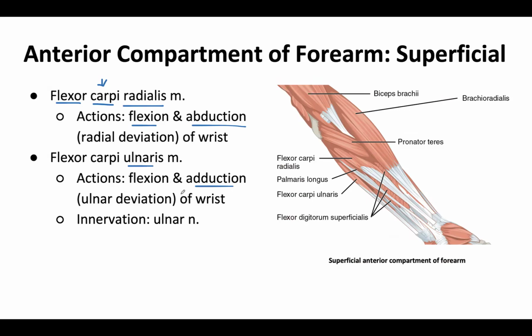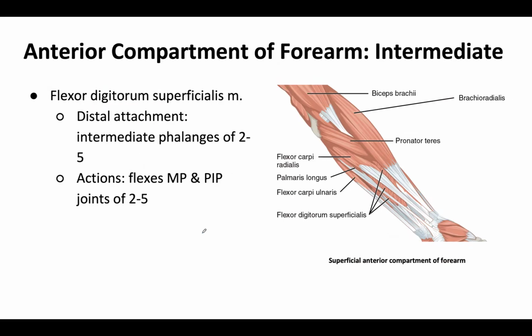And the FCU is one of the few muscles in this anterior compartment of the forearm not innervated by the median nerve. Rather, it is innervated by the ulnar nerve. Yet again, another terminal branch of the brachial plexus. It has ulnar right in both of their names, so that makes sense.